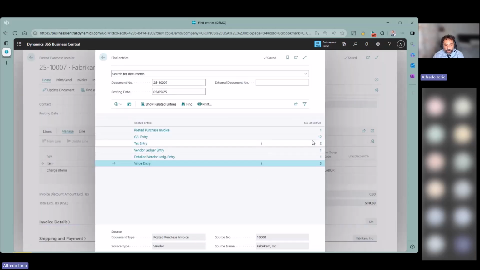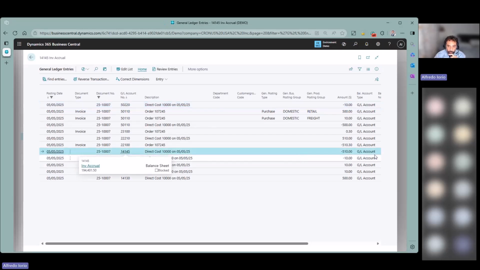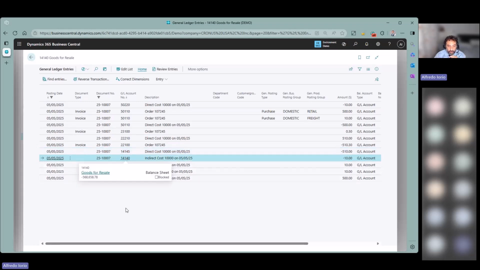What happens to my general ledger entry? Now we have a lot of additional stuff, but again, it's pretty much what we covered earlier. If I look at my inventory accrual minus 510, which is being reversed, and then we can have these goods for resale overhead applied balance sheet.